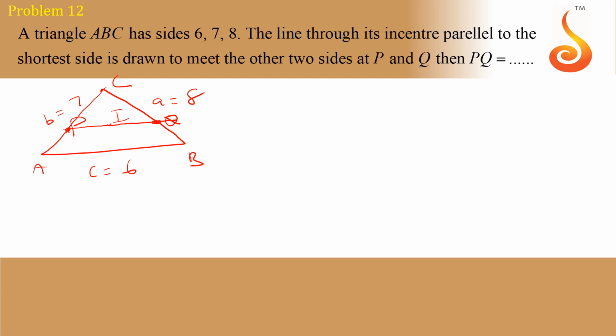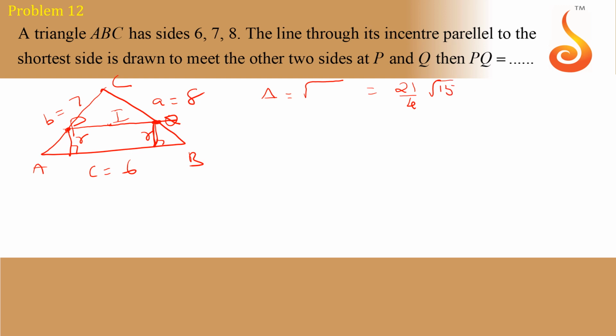So we want that length of PQ. What to do? Let us draw perpendiculars. Remember, these perpendiculars will be R. So can we get that R value? Yes, by using Heron's formula. What is S value? S value is 21 by 2. So by using Heron's formula, under root of S into S minus A into S minus B into S minus C, you will get delta value as 21 by 4 into root 15.